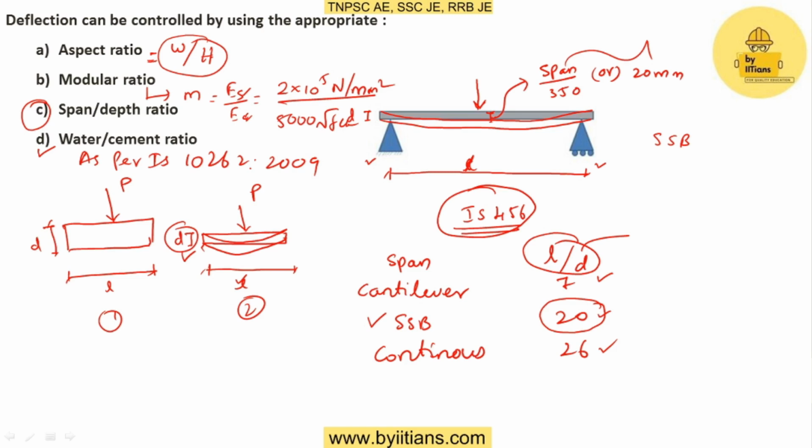Now you must be in a position to remember these three values and also the permissible limit. So they can ask in any way. It looks simple, but in the exam you will get confused between the cantilever, SSB and continuous. So we'll move on to the next question.